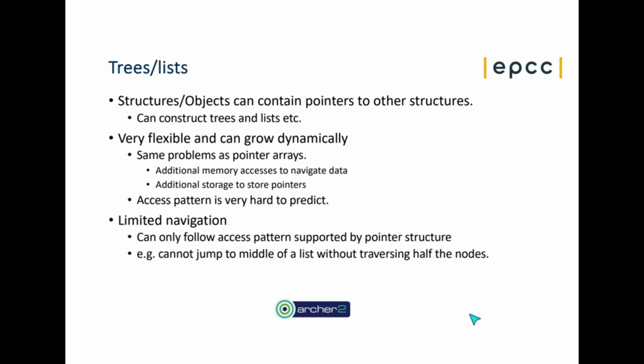Okay, other data structures, trees and lists and so on. So these are basically where we have structures or objects which contain pointers to other structures. And then you can construct arbitrary data structures. So obviously it's a nice flexible convenience, but it makes the problems even worse, like the pointer arrays, but even worse. So you typically have a lot of memory accesses to navigate the data, and you've got some additional storage to store your pointers, and the memory access pattern tends to be all over the place.